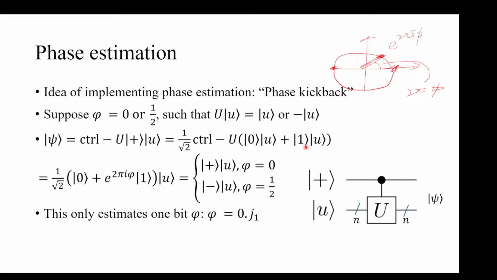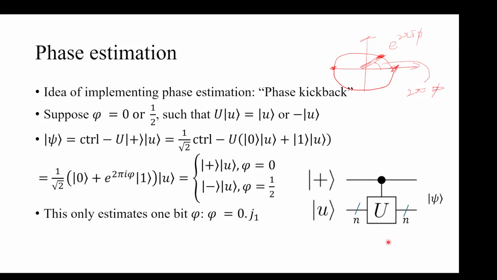And if you want to find out whether your eigenvalue is 1 or -1, then let's go back to the technique we talked about in quantum algorithms, that is phase kickback. So we find out that you can use phase kickback to distinguish whether your phi is 0 or 1 over 2. This is what you do: you prepare the plus state on your first register, and you have your eigenstate u here, and you have a control unitary here.